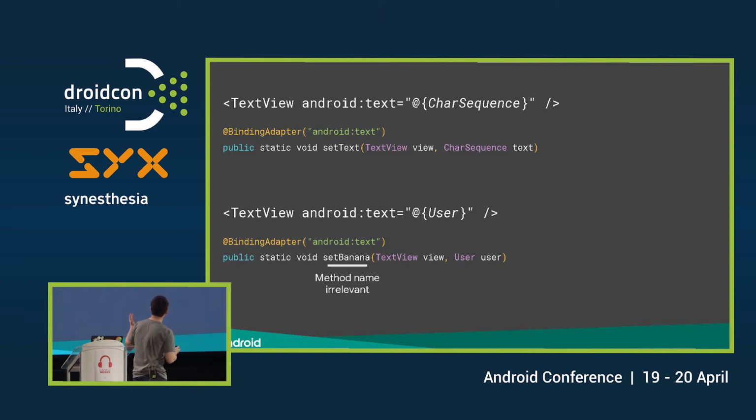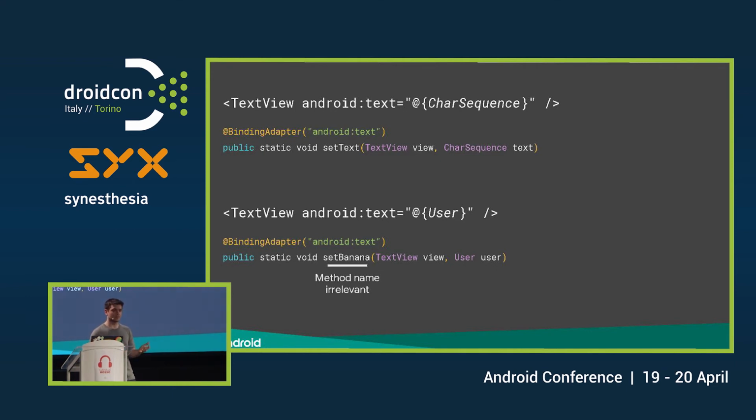Now, what happens if we return something else from the layout expression? Let's say we return a User, a custom class. Then it's going to look for something like that. The second parameter is going to be a User. If that binding adapter doesn't exist, then it's going to break at build time. This search I told you about is made at build time, so you don't get runtime performance penalties or anything like that. Now, the method name is completely irrelevant.